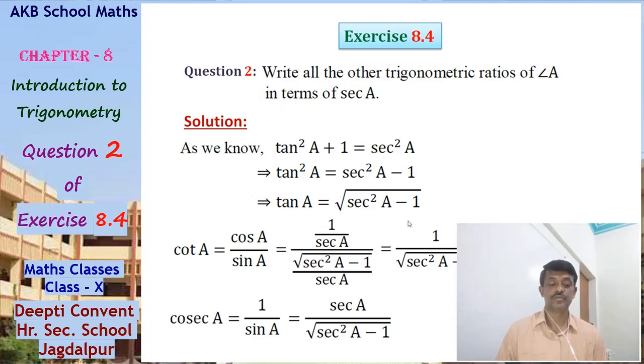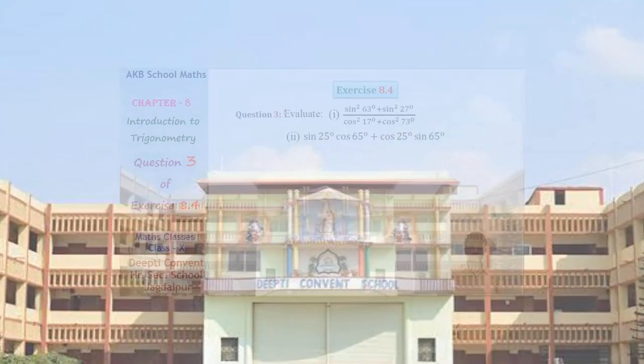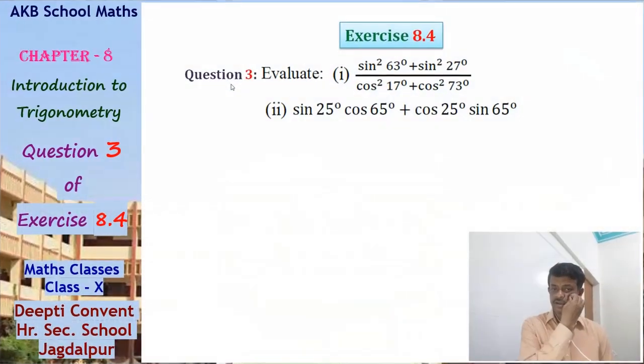Remember these relations to solve any type of questions. Question third of exercise 8.4. Here evaluate this: sin square 63 plus sin square 27 upon cos square 17 plus cos square 73. And similarly, the second question is here. We have to evaluate this. We know about complementary angles.